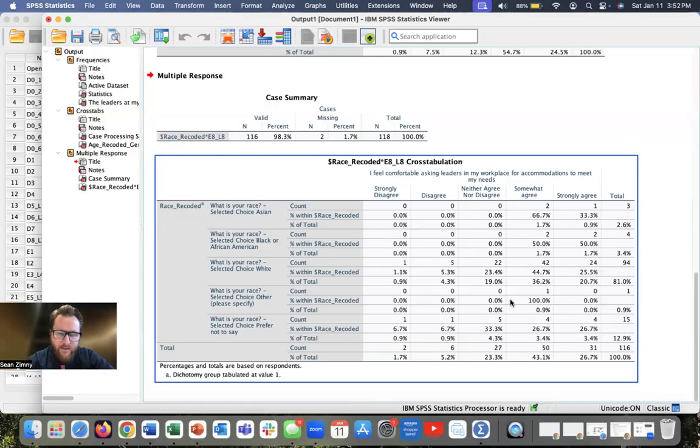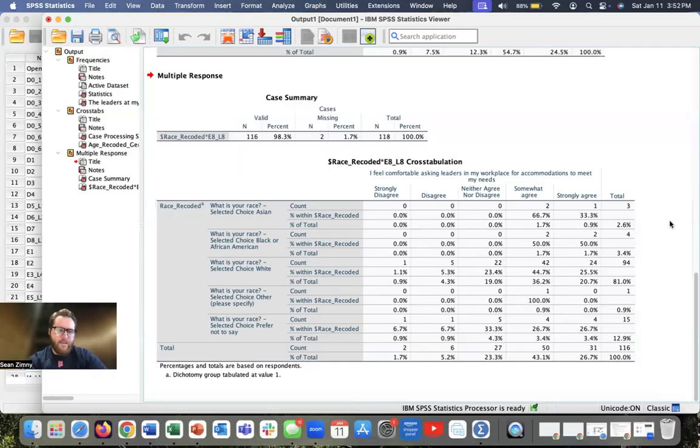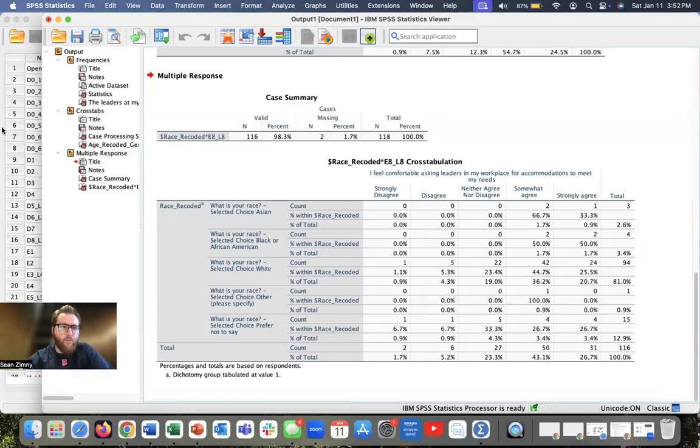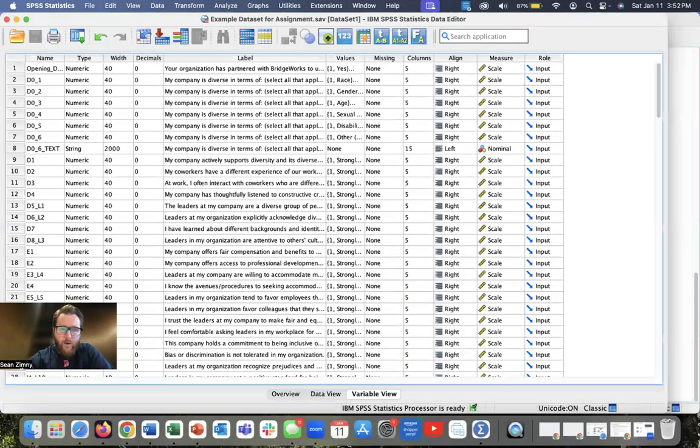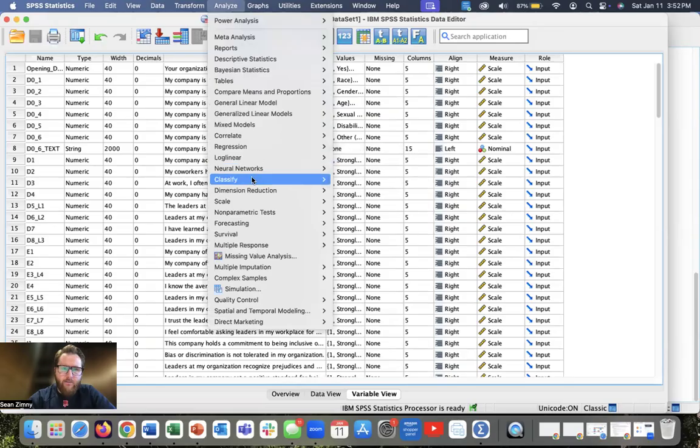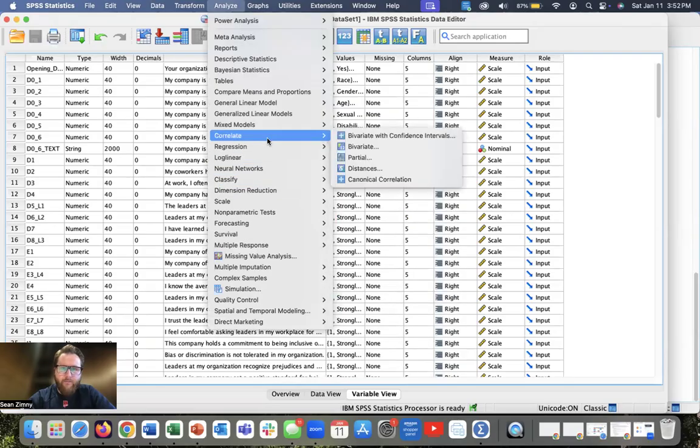We can look at any of these scales as key differences on why this might be the case. Okay, so that's how you do the multiple response answer if you want to analyze the race variable as well. Finally, you're going to run two crosstabs, and you need to run one correlation analysis. So let's go up to Analyze again, all the way down to Correlate. The second is Bivariate.